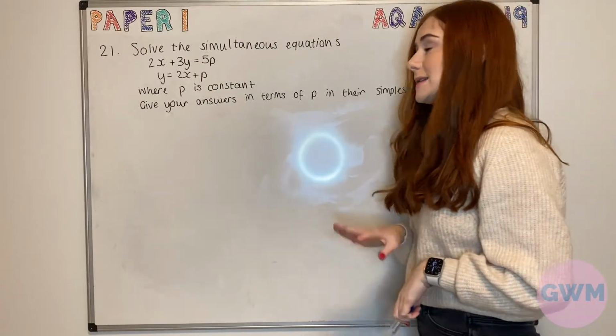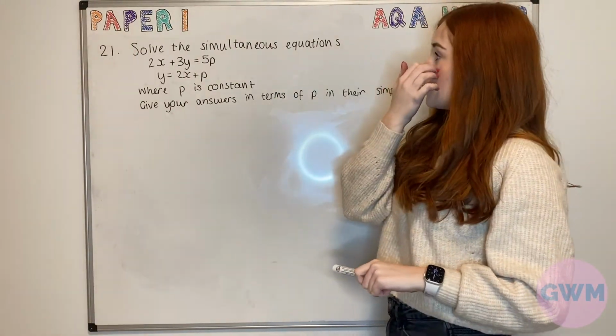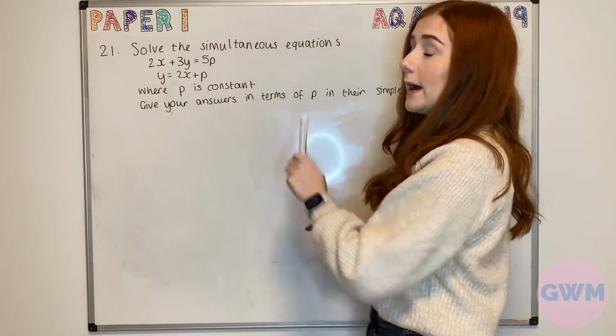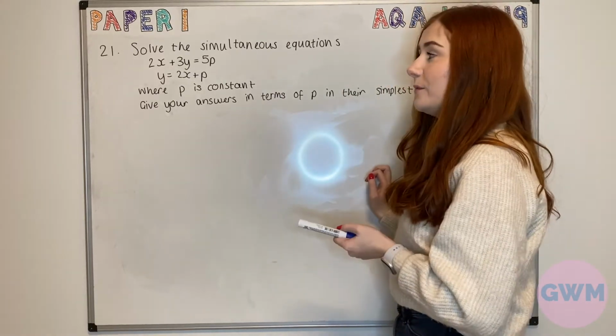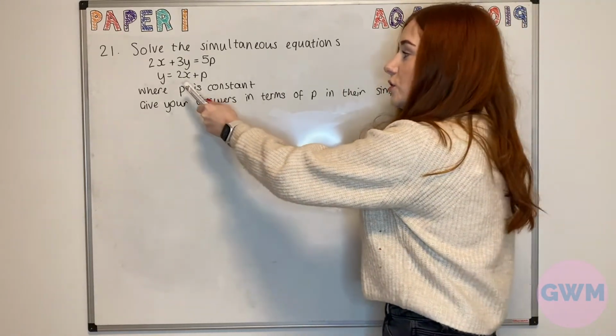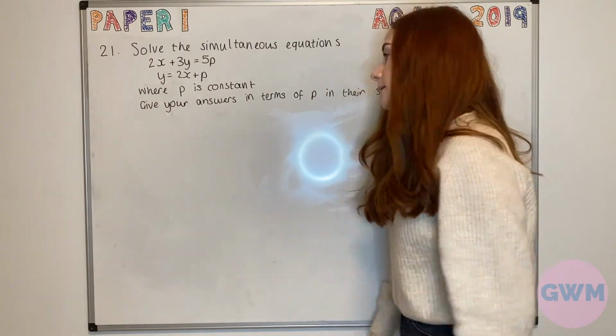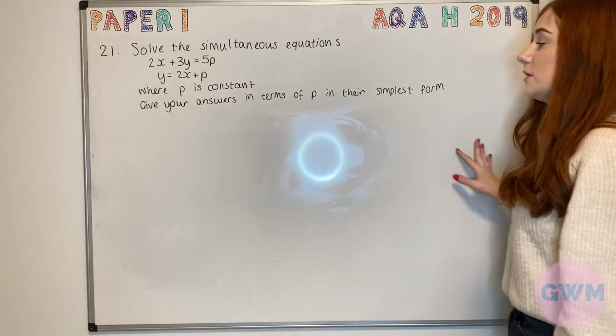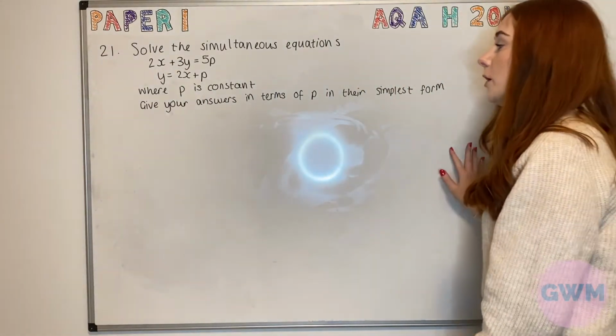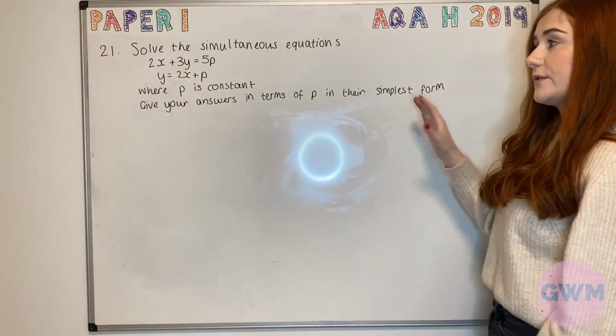Question 21 now, it's a simultaneous equation. So it wants us to solve the simultaneous equations 2x plus 3y equals 5p and y equals 2x plus p, where p is a constant. And give your answers in terms of p in their simplest form. So make sure p is in our answer and in its simplest form.